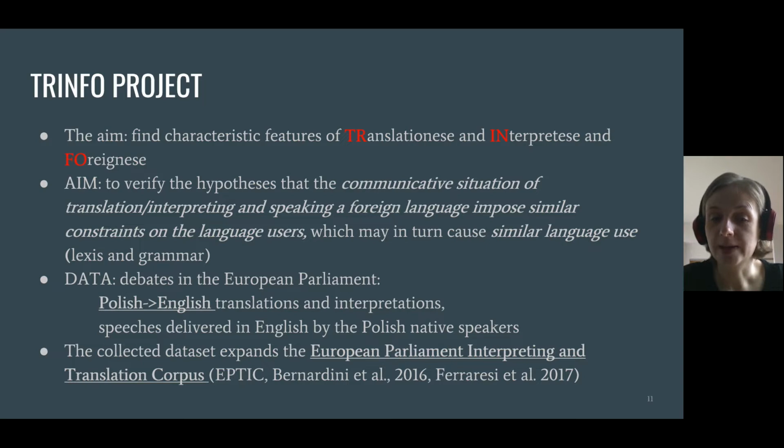And in this project, I'm investigating the debates that were held at the European Parliament and looking at the Polish to English translations and interpretations, and also speeches delivered in English by the Polish native speakers, so the Polish MEPs.